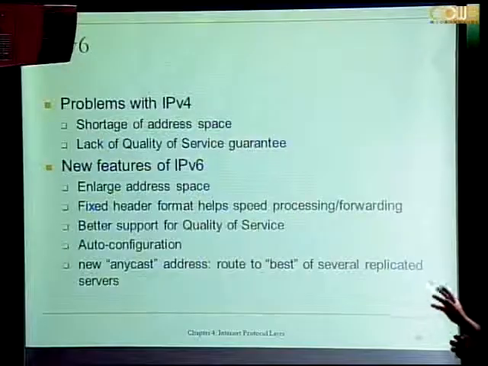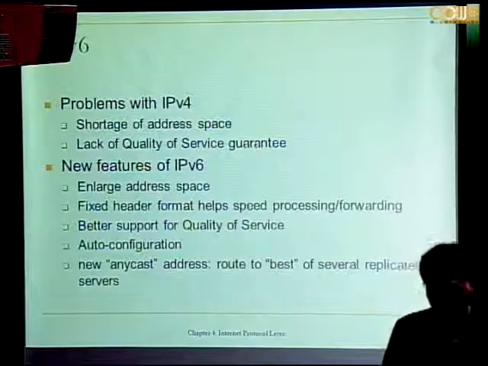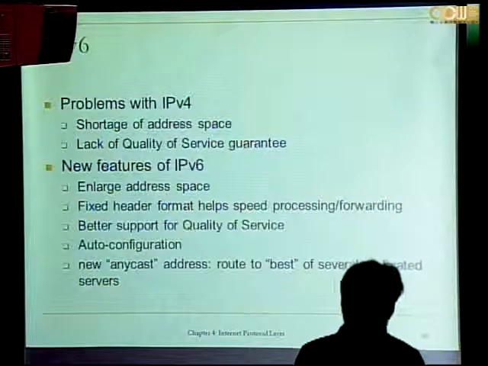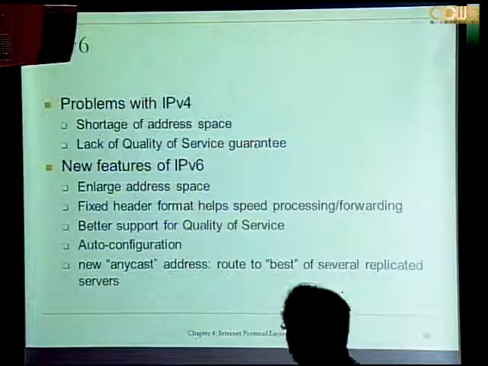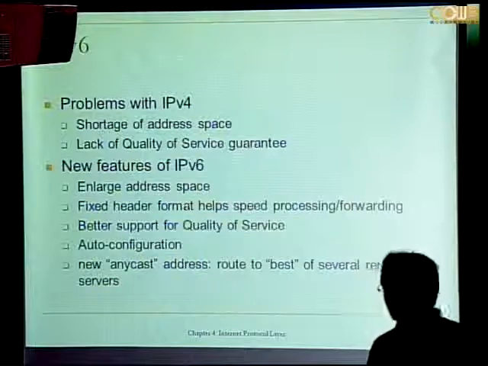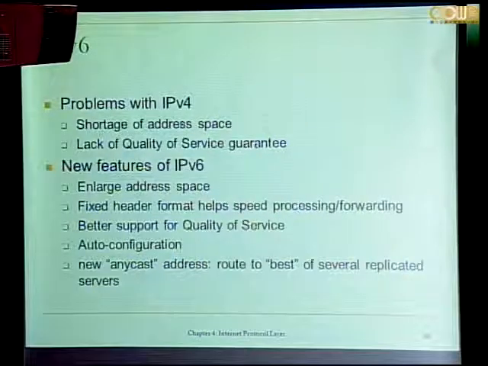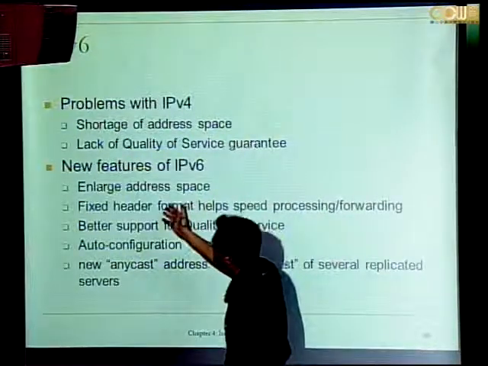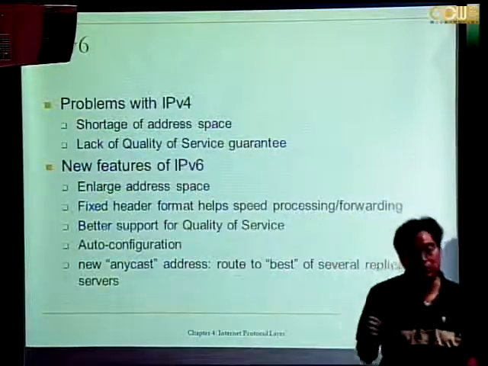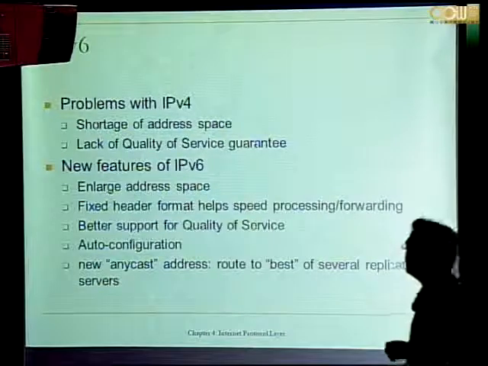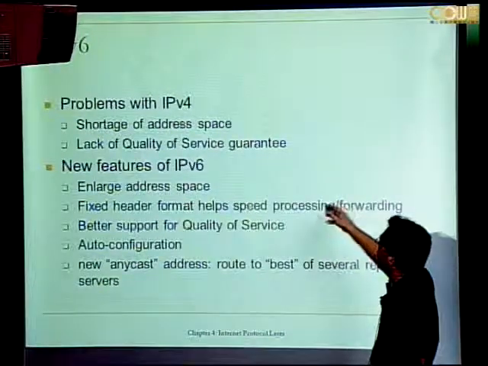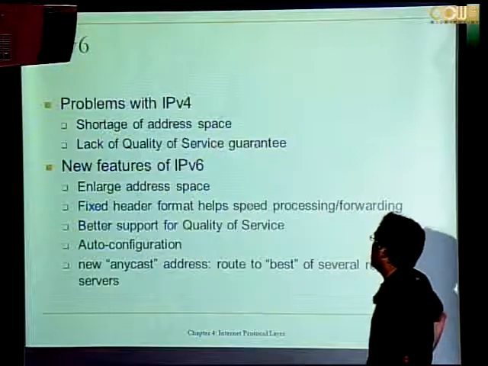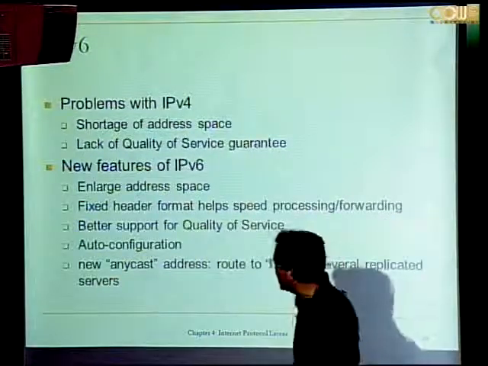So the address space is much enlarged. It was 32-bit in V4, but now in V6 it's 128-bit. It's 4 times the original size, and the space is not just 4 times. It's exponential growth. And the header is fixed. Unlike IPv4, where the header is not fixed because of the option field, here it's fixed. The reason is that it helps the processing, I mean high-speed processing of the routers. So the router prefers something with a fixed format.